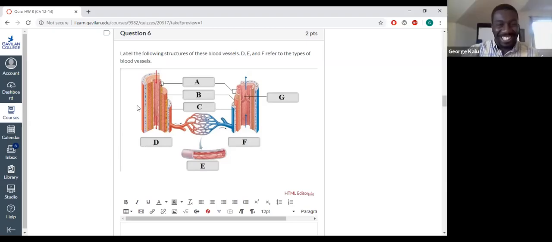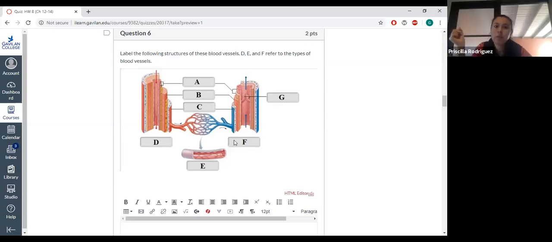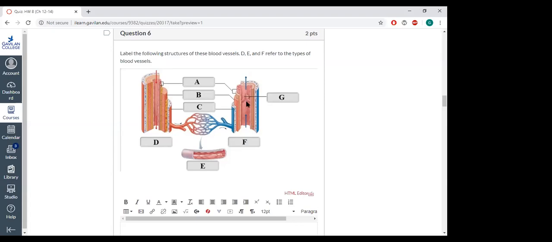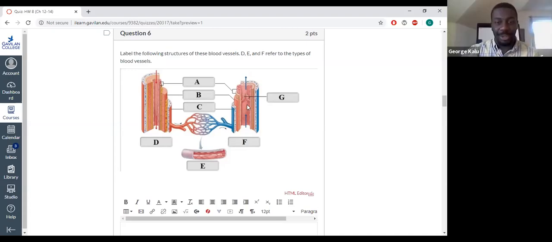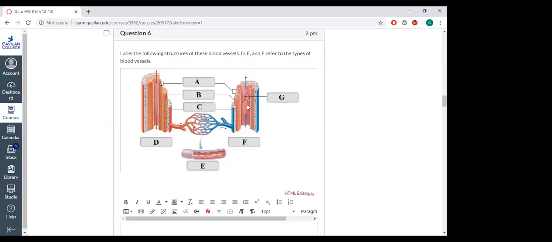Cool. So we got D, which is an artery, then E, which is a capillary, and then F, which is a vein. So how do we know that D is an artery and not a vein? How are we able to distinguish between a vein and an artery? The valve. All right, so the valve is going to be in a vein. Then I heard the lumen as well. Yes.